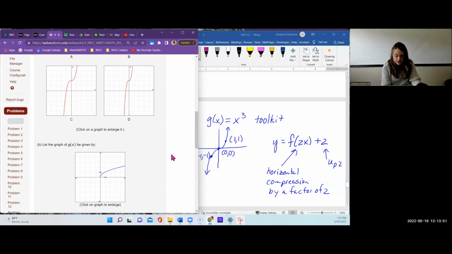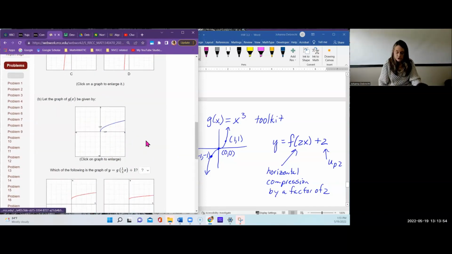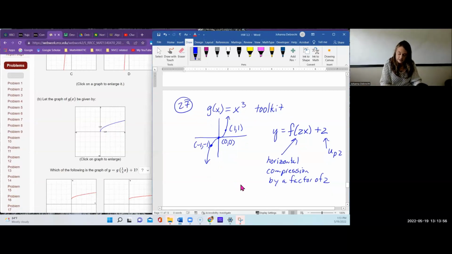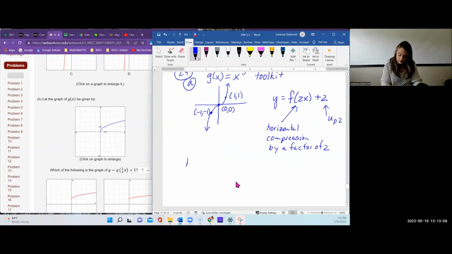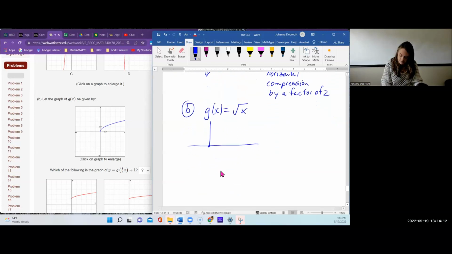Let's look now at the next one. This is the toolkit function of the square root of x. This is part A, and now we're looking at part B. When we look at the toolkit function, which is the square root of x, we can remember that we have the basic points starting at 0, 0, and then it goes like the upper arm of a sideways opening parabola, or like someone swimming doing the American crawl. Right 1, up 1, right 4, up 2.